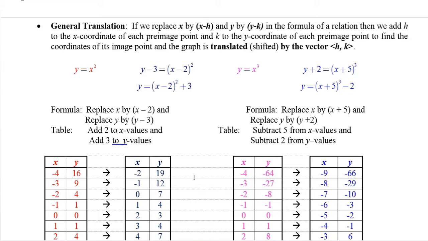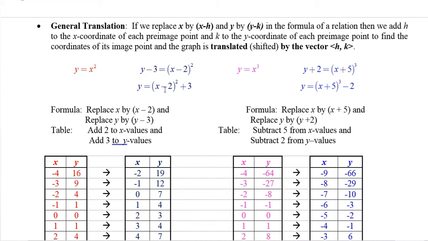So if you want to translate by the vector, say, 2, 3, you want to go to the right 2 and up 3. So you replace x by x minus 2 and y by y minus 3. And that's exactly what I did here. I replaced y by y minus 3 and x by x minus 2.